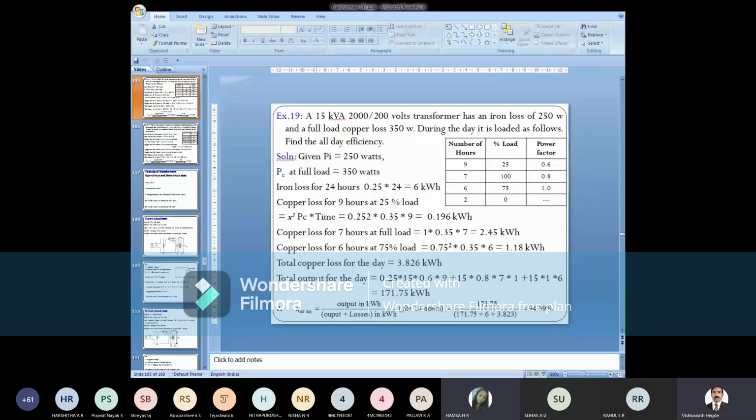Hamsa R, I am hearing noise from you. Please mute your microphone. See, what is that you are doing? Every day I have to tell one or the other person, mute the microphone, mute the microphone. What is that? Why don't you mute your microphone as soon as you join the class?